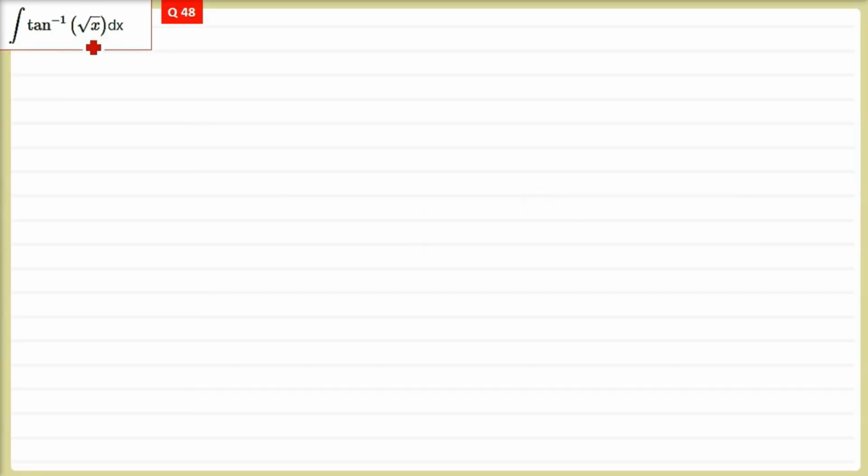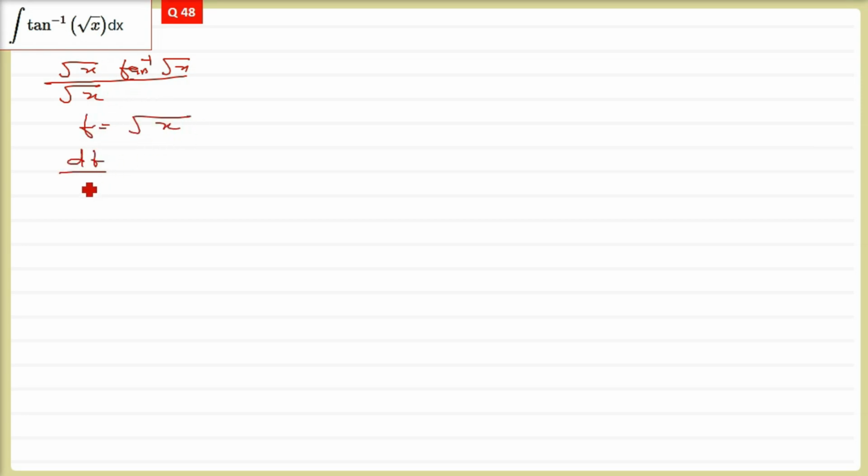Now sin inverse under root x, cos inverse under root x have already been done. Here we have tan inverse under root x. Please remember, if x tan inverse x will come or x tan x will come, you already know how to do that. Let's multiply numerator denominator by under root x. So when we multiply numerator denominator by under root x, we will take root x as t. So take t equals to under root x.